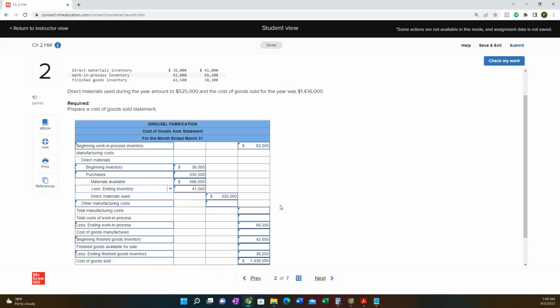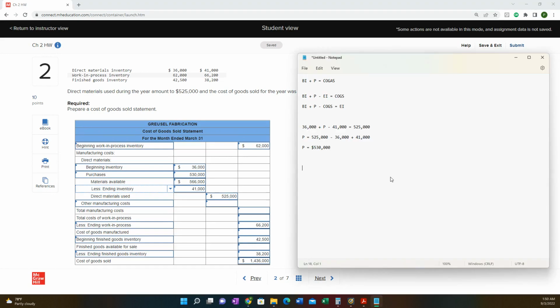Now let's move to the bottom portion of the statement. We actually need to fill out the bottom portion before we can figure out the missing items in the middle portion. For the bottom portion, we're going to use our formula with the 4 variables again, since it looks like we have 3 out of the 4 variables. Beginning finished goods inventory is $42,500. We don't know our cost of goods manufactured, and in this case, cost of goods manufactured would be the same as purchases of direct materials.